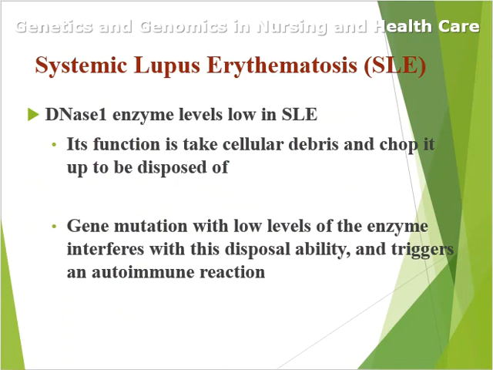DNase enzyme levels are low in lupus, and the function of that DNase 1 enzyme is to take cellular debris and chop it up to be disposed of. Okay. So gene mutations with low levels of this enzyme interfere with this disposal ability and trigger the autoimmune reaction.